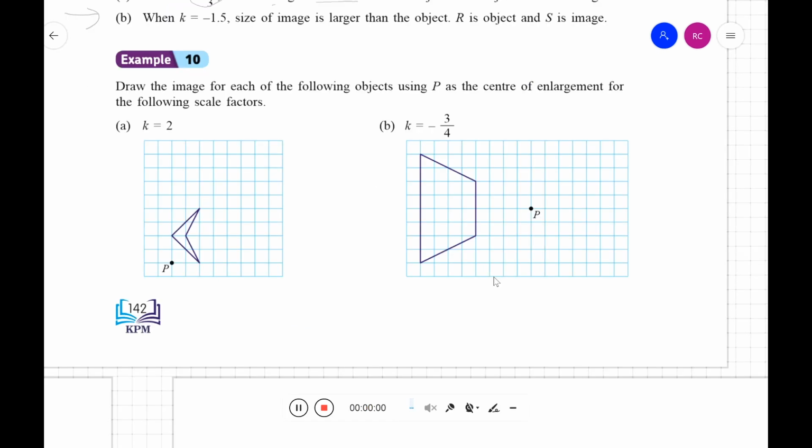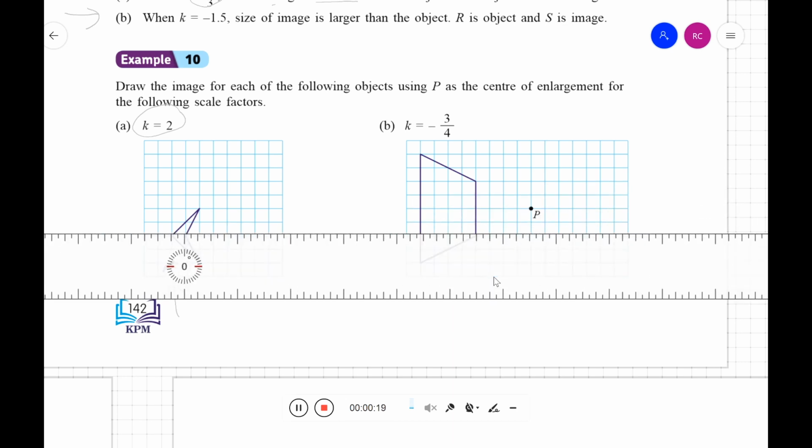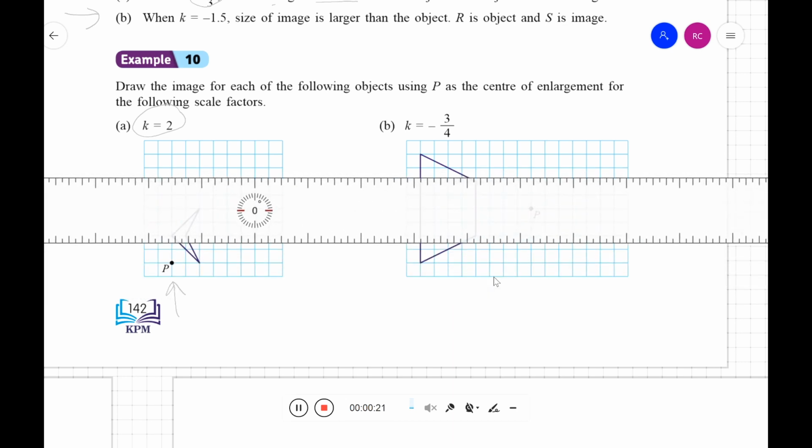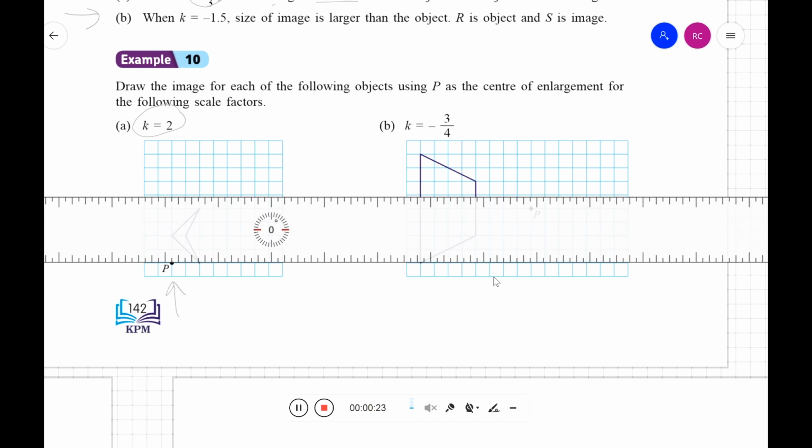Okay, look at example 10. Draw the image for each of the following objects using P as the center of enlargement for the following scale factors. So P is given down here. The scale factor is 2, meaning that the image will be larger than the object. The next thing that we need to do is to draw the line from the center of enlargement to each of the vertices. We are going to join them up.